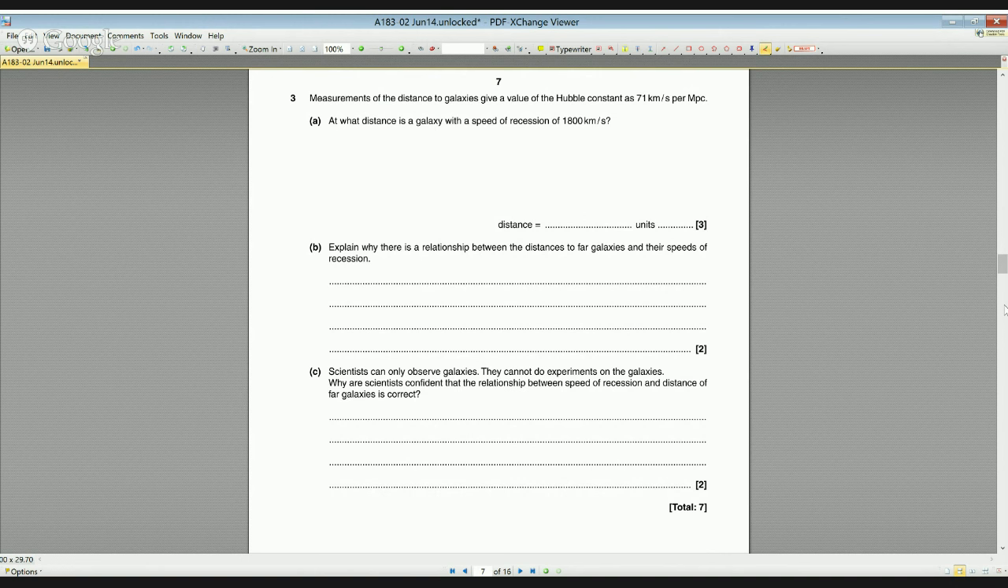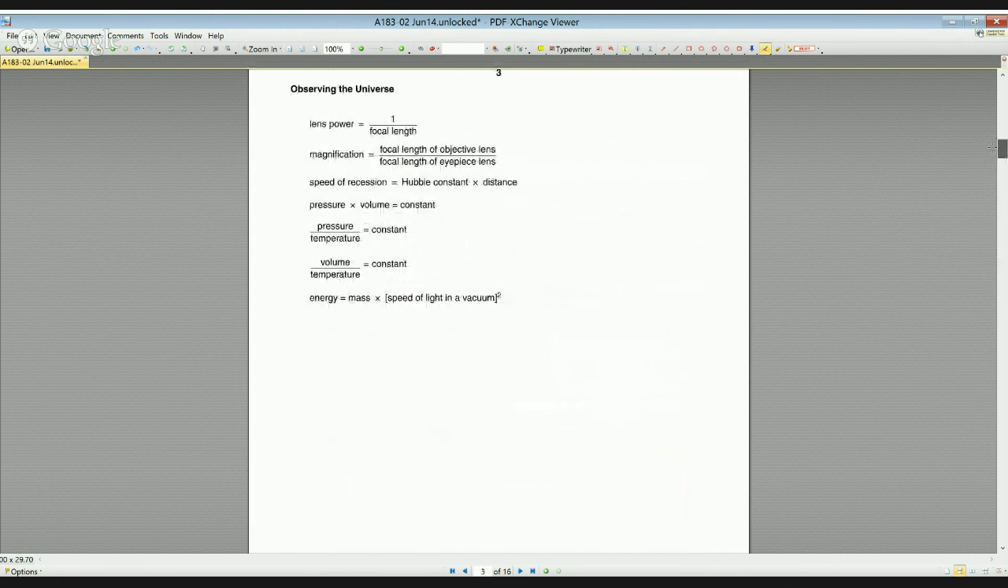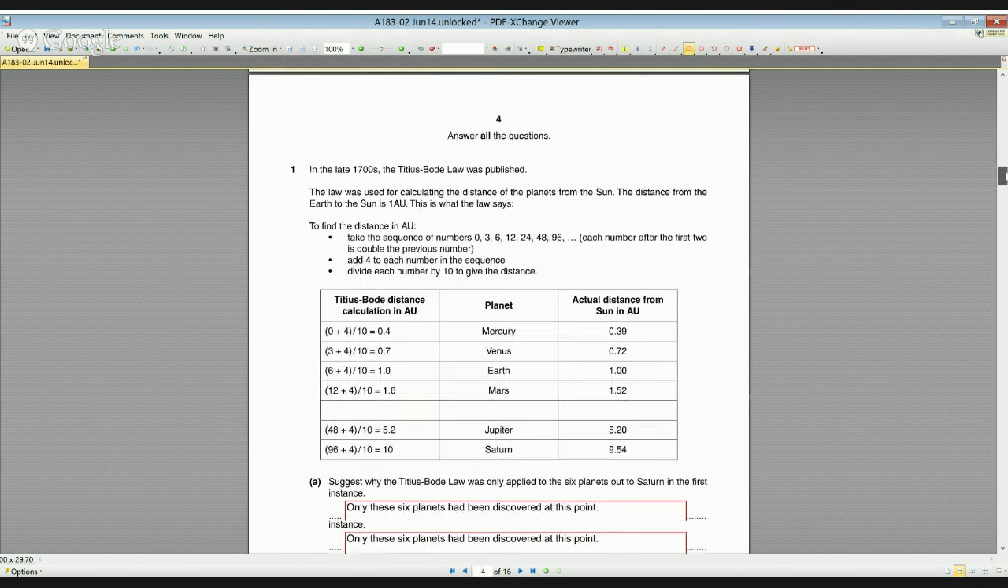So at what distance is a galaxy with a speed of recession of 1800 kilometers per second? Well, let's take a look back at our formula sheet. You'll see there's this formula here: the speed of recession equals the Hubble constant multiplied by the distance. So that's the equation we're going to use.